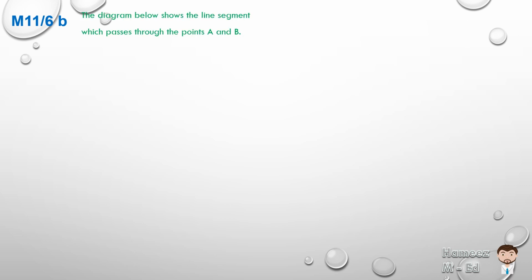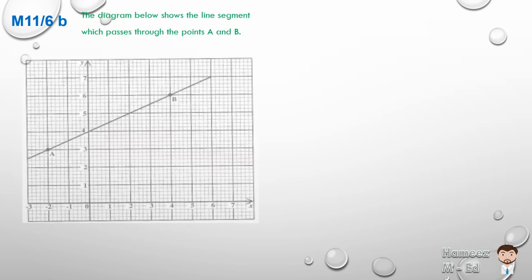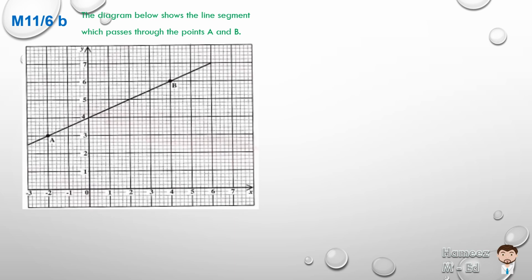May 2011, number 6, part B. The diagram below shows the line segment which passes through the points A and B. So we have a straight line there. Determine, part 1, the coordinates of A and B. So if we look at A, and let's see, how do we write it? We write it in the order x and then y values. Remember that is alphabetical order.